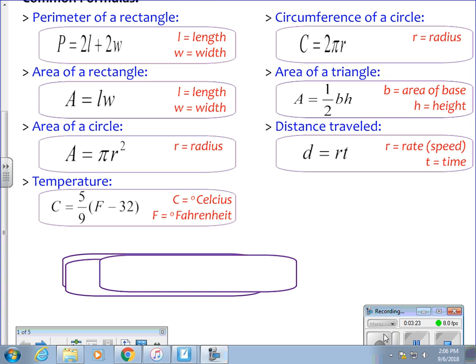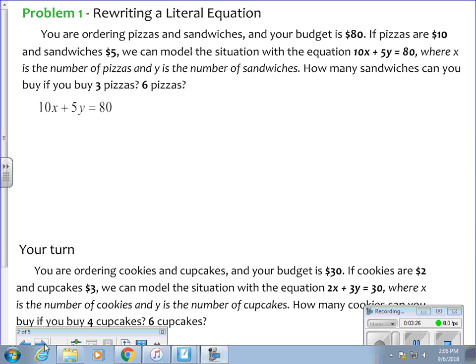Okay, so here we go. Let's do some work. Problem number 1. Rewriting a literal equation. You're ordering pizzas and sandwiches and your budget is $80. If pizzas are $10 and sandwiches $5, we can model the situation with the equation 10x plus 5y equals 80, where x is the number of pizzas and y is the number of sandwiches. How many sandwiches can you buy if you buy 3 pizzas, if you buy 6 pizzas?